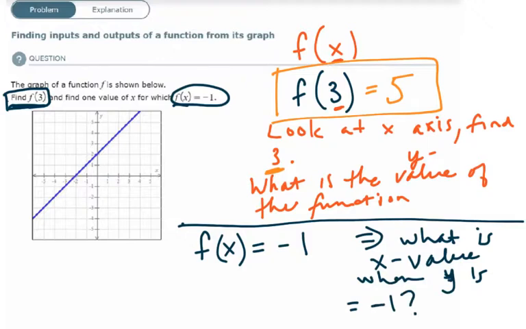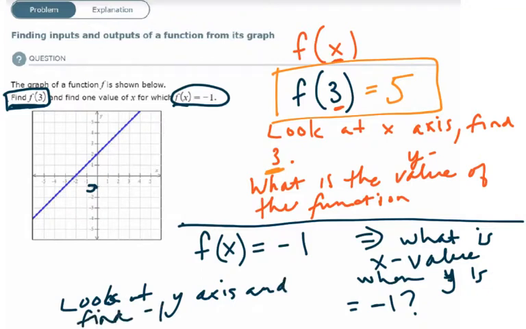So what you're doing here is you're looking at the y values. So for the second part, we're looking at the y-axis and find -1. And then we actually move over to figure out, okay, well, what x value does the function actually hit -1 at? And in this case, that is -3. So we would say f of x equals -1 when x is equal to -3.